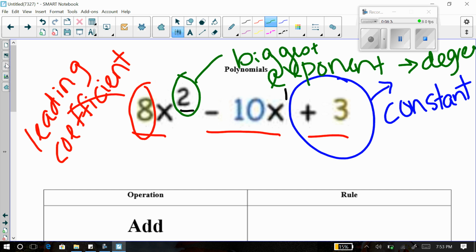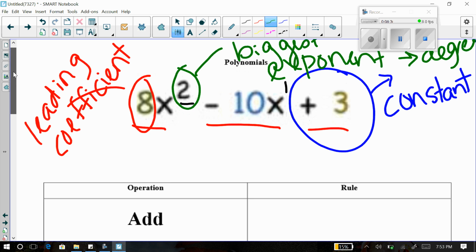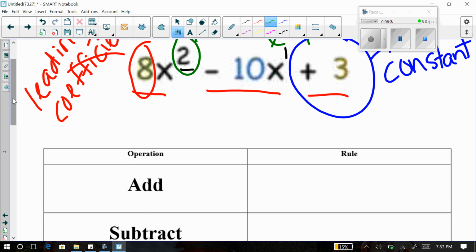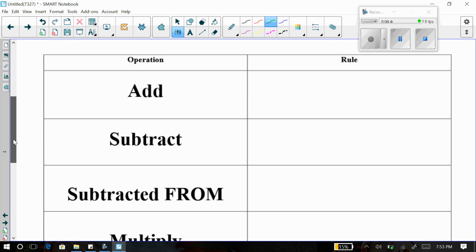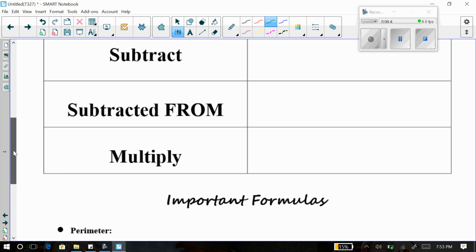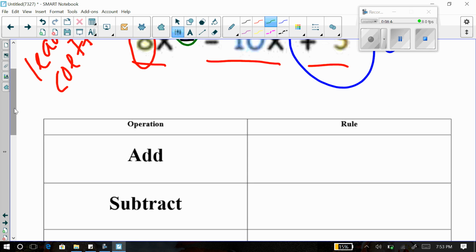So then we did some operations with polynomials, right? We learned how to add them, subtract them. We did subtracted from, and we did some multiplying. Now, if you remember, when you add polynomials, you combine like terms.